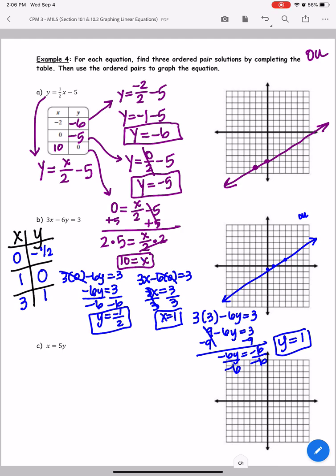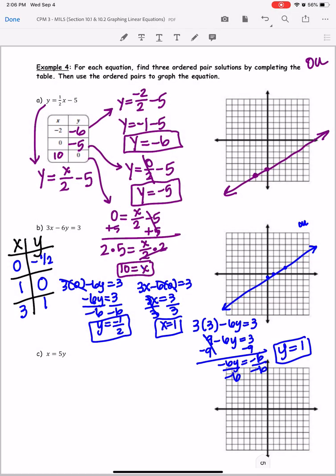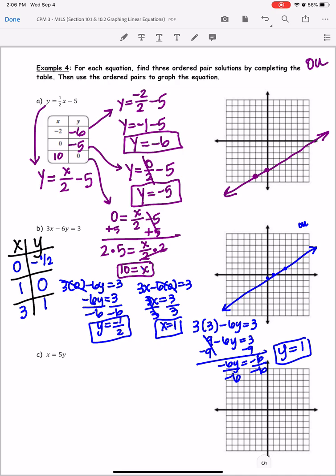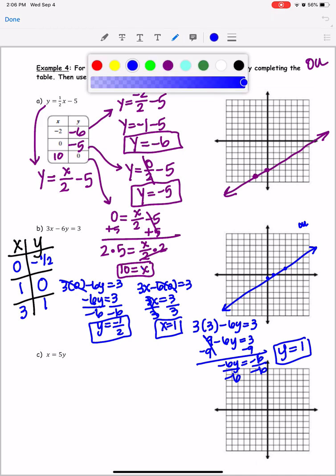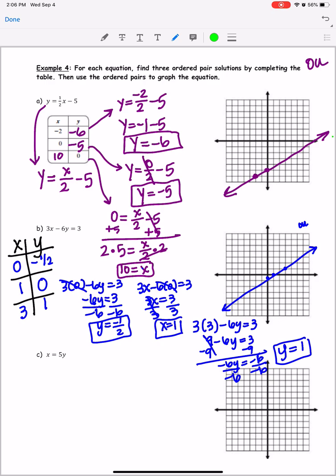Okay, and then here's another one. This one's going to go a lot quicker because this one is what I like to call user-friendly in how to plug these in. On this one here, we've got our x, y column. We still need 3 points.